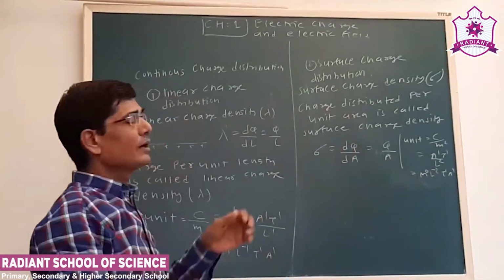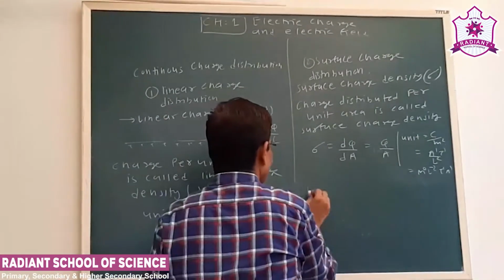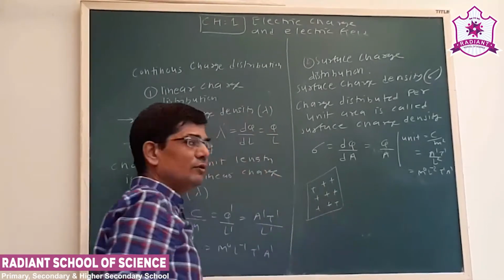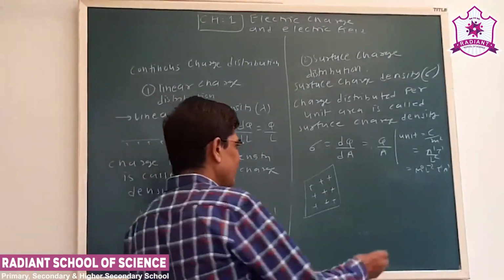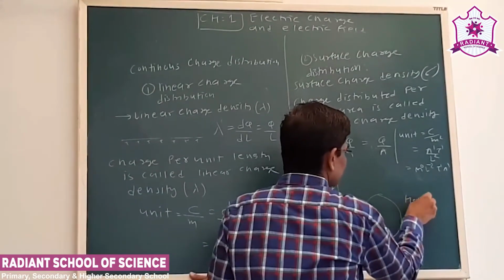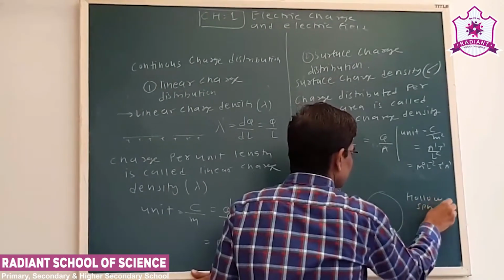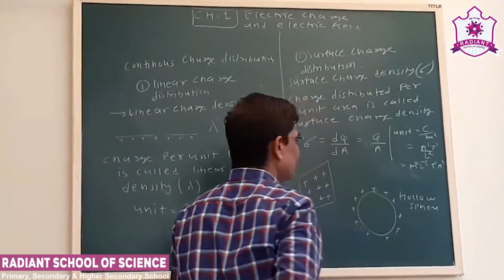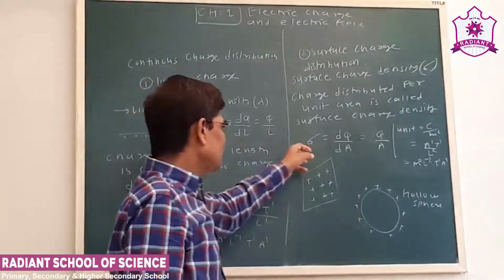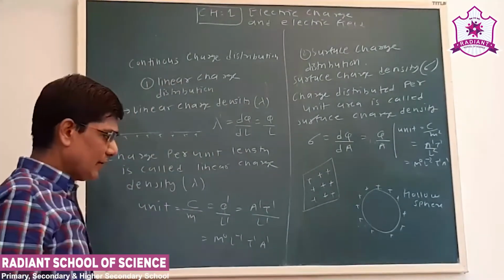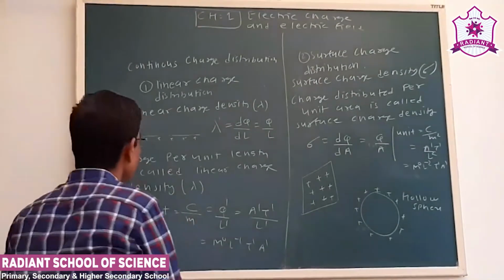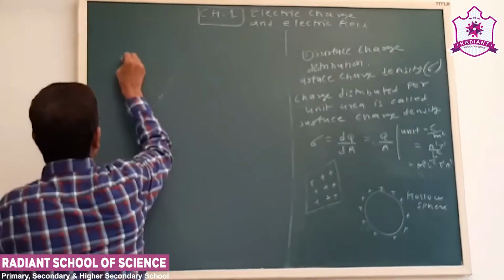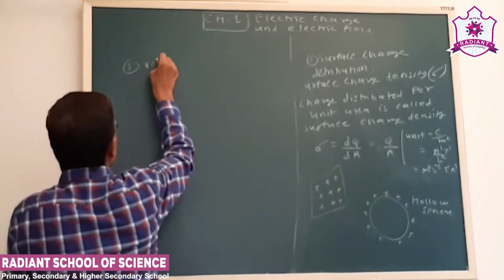Now in surface charge distribution, we can say a plane surface or a uniformly charged plate, or we can consider a hollow sphere. In a hollow sphere, charge will be uniformly distributed over its outer surface. So these are the two examples of surface charge distribution. Next, we have to see the volume charge distribution, that is given by rho.